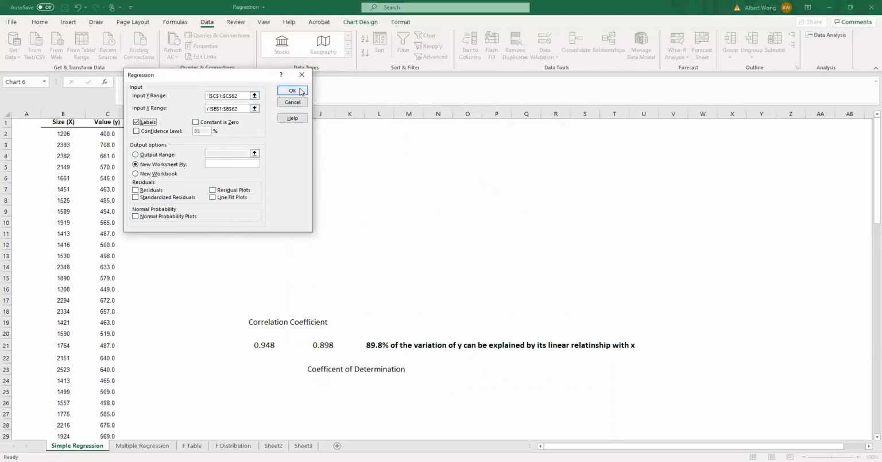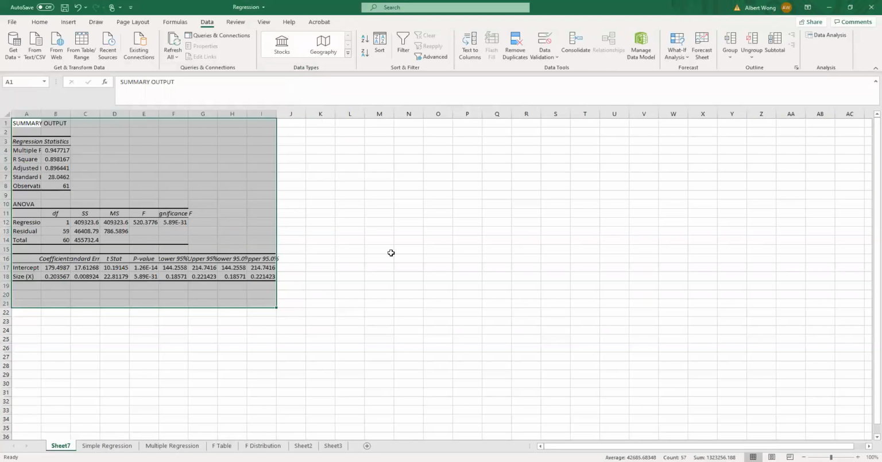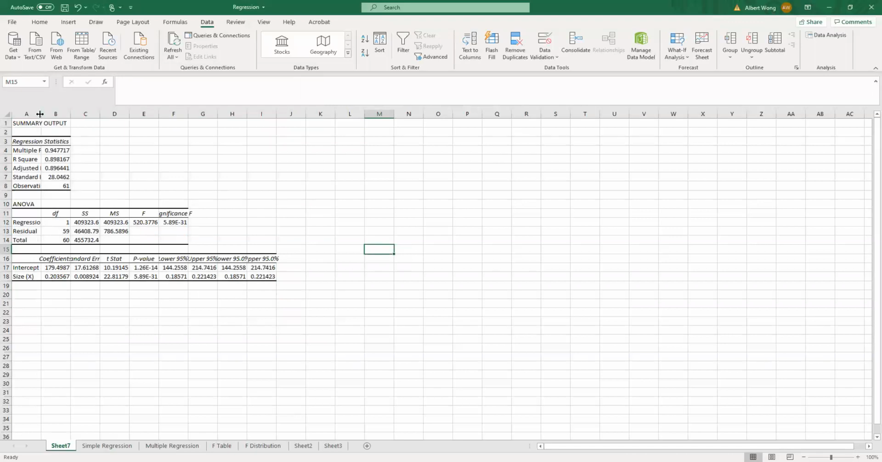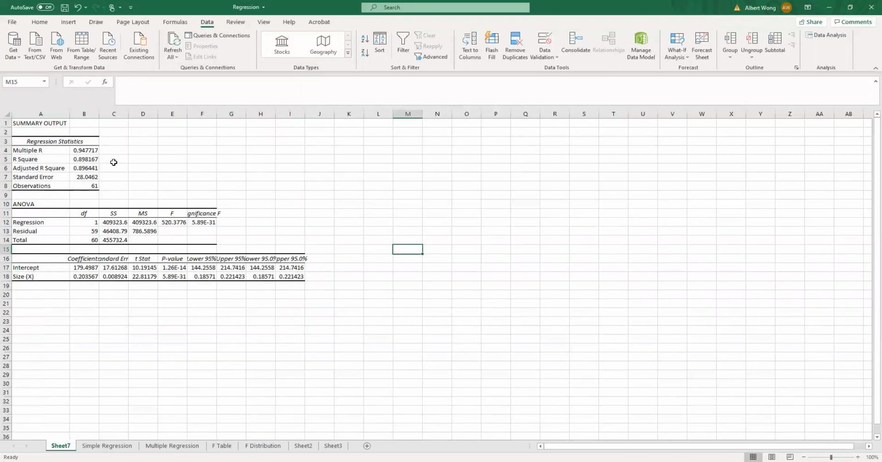So if you say okay, that's all you have to specify: the X values, the Y values, whether you have labels in the first row, and where you put the output. So we're going to put the output in a new worksheet, and that's it, right? So now there are 3 sections in the output. So let's go through the sections quite carefully.